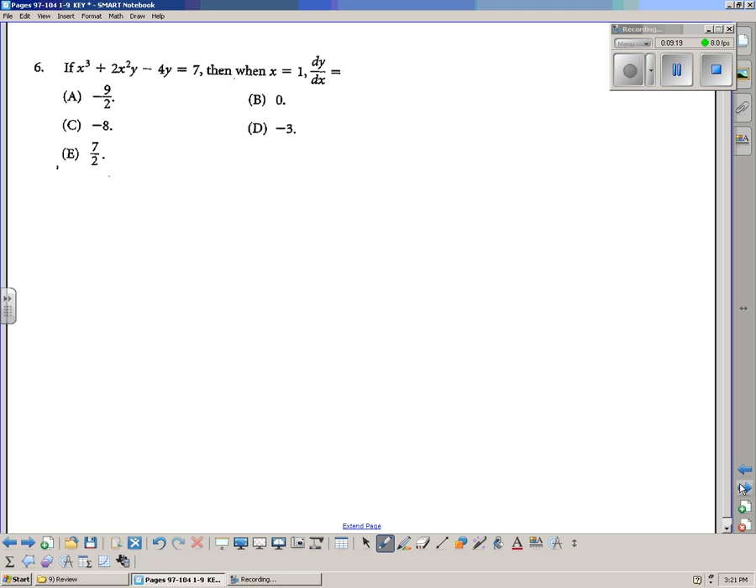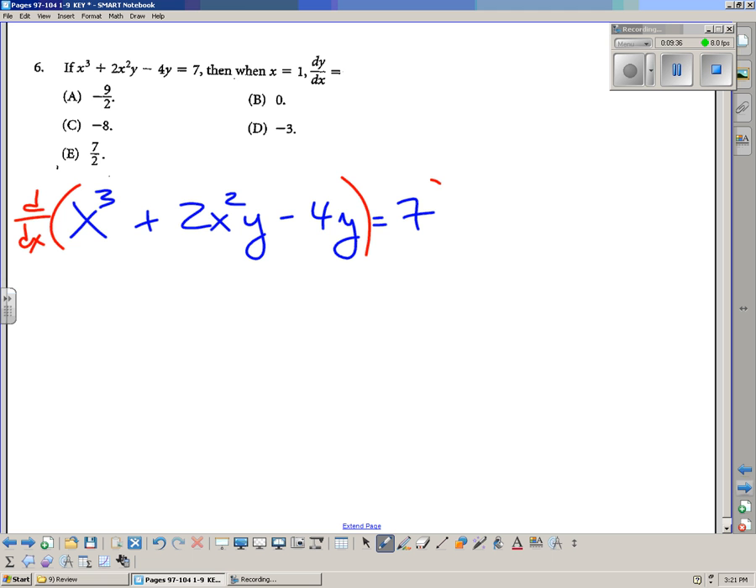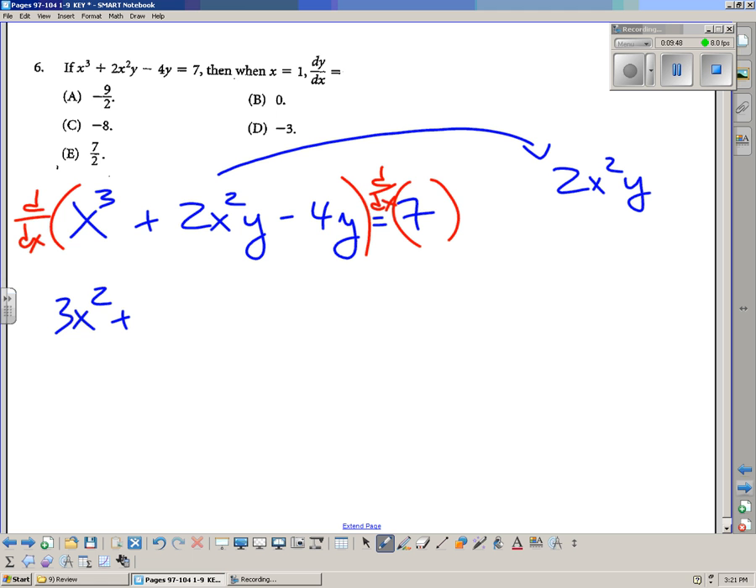Number 6, if x cubed plus 2x squared y minus 4y equals 7, then when x equals 1, dy dx is. We had a very similar type problem on the homework last night. We need to take the derivative with respect to x on both sides. We have the derivative of x cubed, which is 3x squared, plus 2x squared y. I'm going to look at this in terms of the product rule. We'll split this up. The derivative of 2x squared is 4x. The derivative of y is dy over dx. And we'll multiply these together.